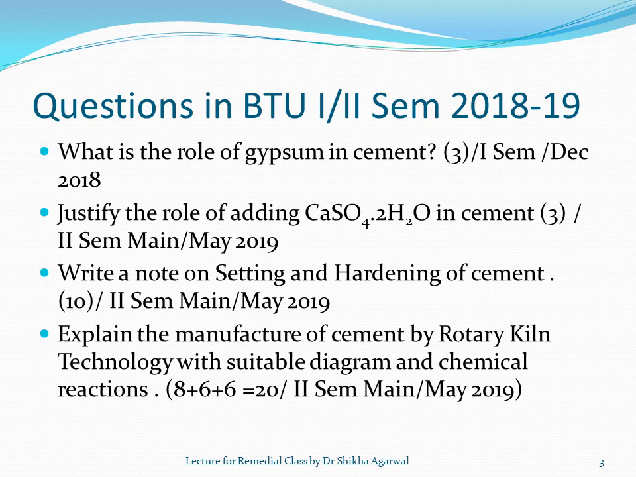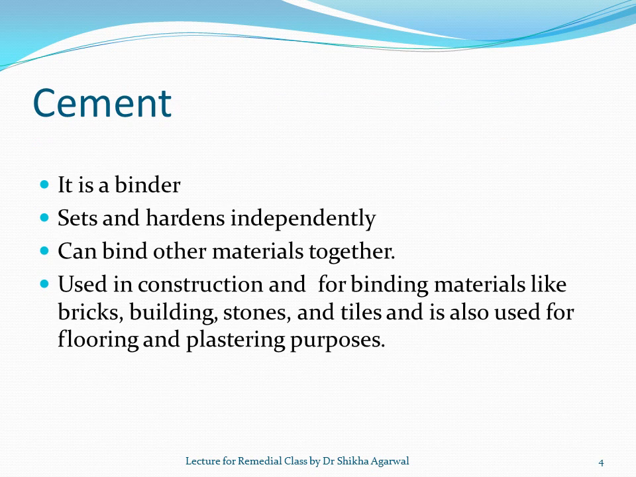So you can see in this chapter there are 2 important questions. One is the manufacture of cement by rotary kiln method, which is generally of 20 marks. Setting and hardening comes of 10 marks. And the role of gypsum in cement, or some small questions, some definitions may appear in 3 marks question, which is in the section A of the question paper.